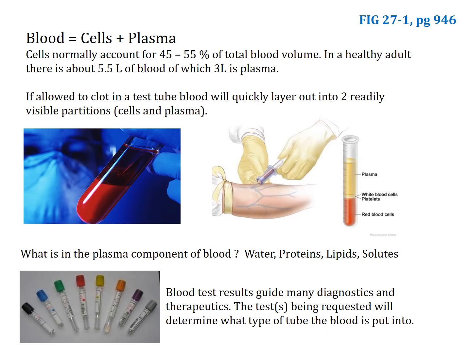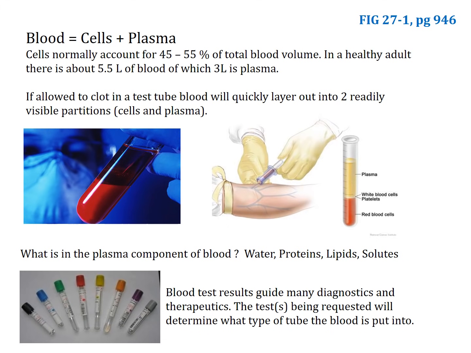So what is blood? Blood is actually a collection of cells and plasma. Cells account for just over half of total blood volume. In a healthy adult, you've got about 5.5 liters of total blood, and 3 liters of that is plasma. So what is plasma? Plasma is the fluid component of blood.